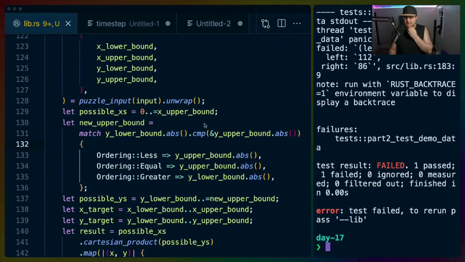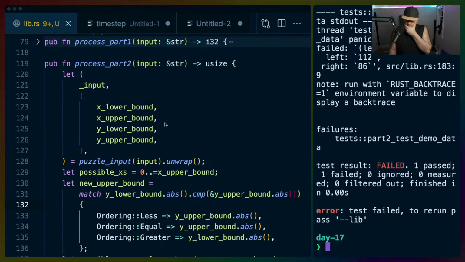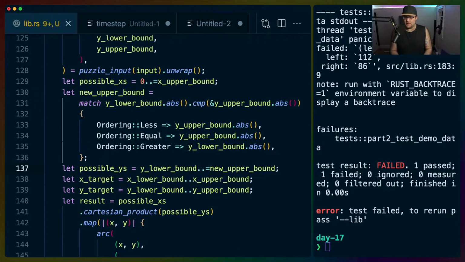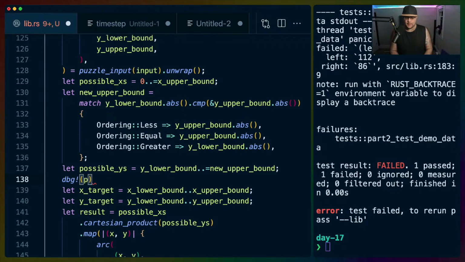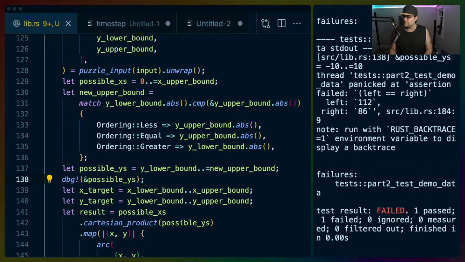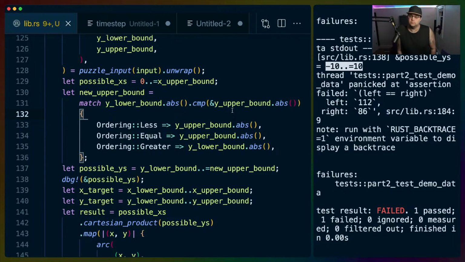We still don't get the right number though. So we're possible y's, y to upper bound. So let's debug possible y's. Is -10 to 10 in our case. What did I do wrong? What did I do?